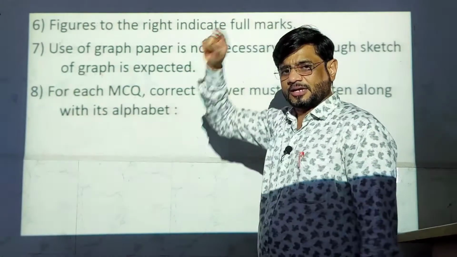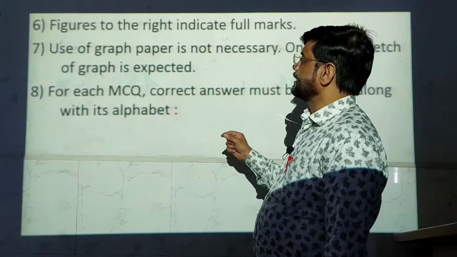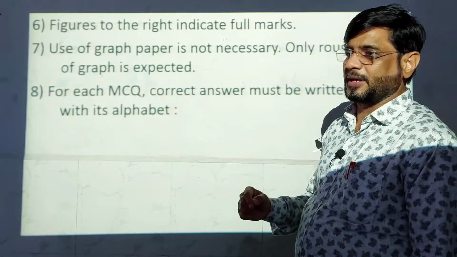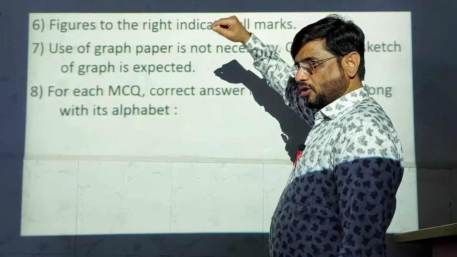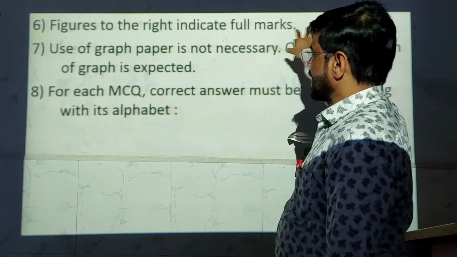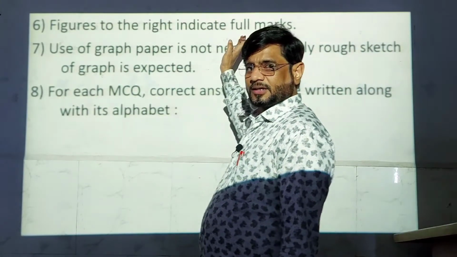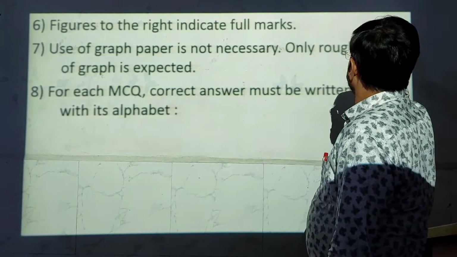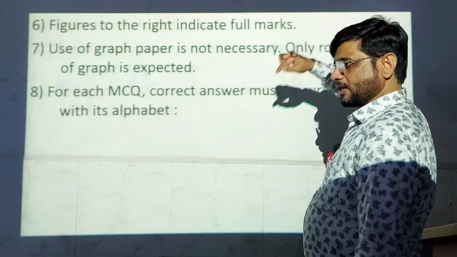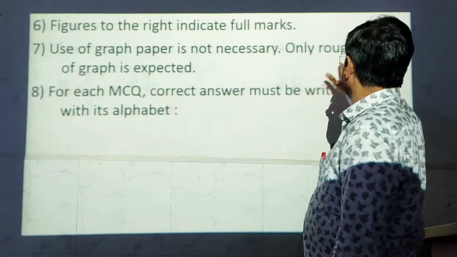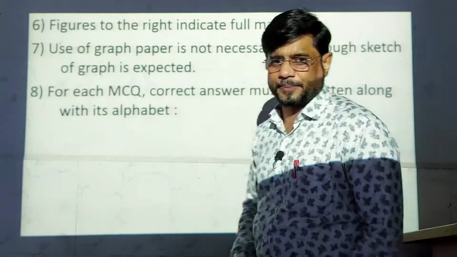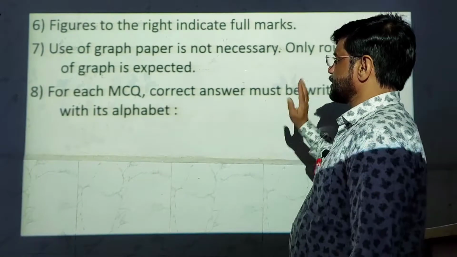Here in paper 1 there is a chapter, linear programming problem, that is LPP. For that we need a graph, but don't draw the graph on graph paper. Here you have to draw the x-axis, y-axis and the straight lines as a rough sketch on the same paper. Don't use extra paper there.